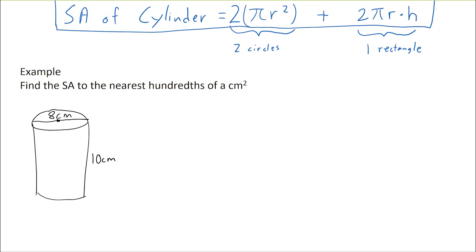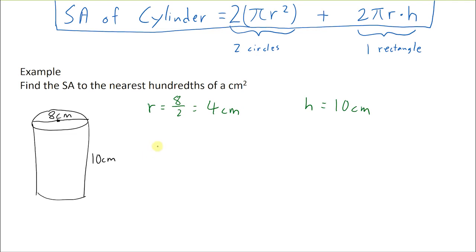What we have here for 8 centimeters is not the radius. If you take a look at the diagram, it actually stretches from one edge of the circle all the way to the other. That's not the radius. That's the diameter. So our radius is going to be half of that. So our radius is actually going to be 4 centimeters. Our height is indeed 10 centimeters, so that's fine.